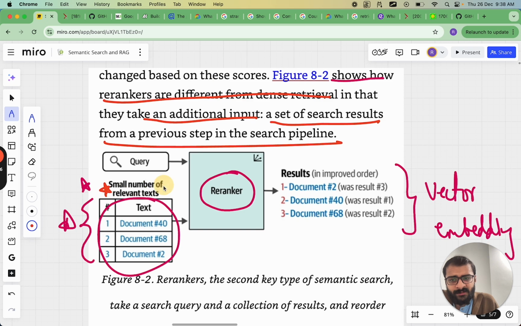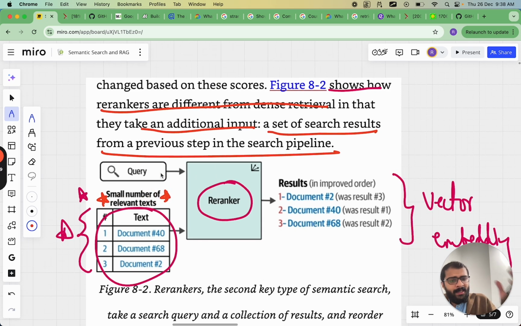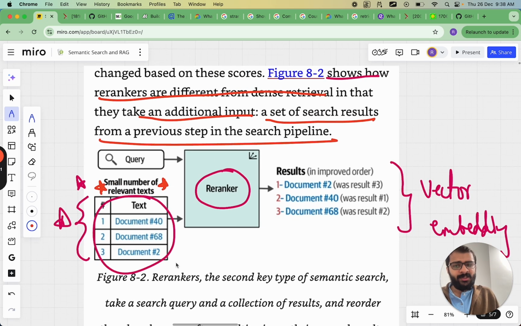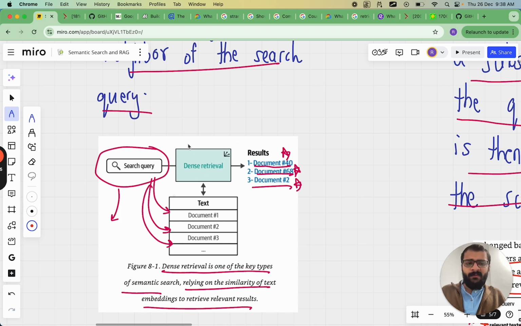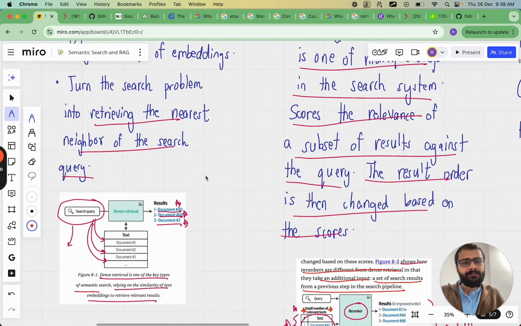This table, which has been marked over here. So re-ranking takes this as an additional input. There is some step which has already happened in the search pipeline, which has given these relevant documents. The re-ranker takes these relevant documents as additional input and then it gives the results. Whereas in dense retrieval, we don't have any earlier step. We directly get the query and the documents.